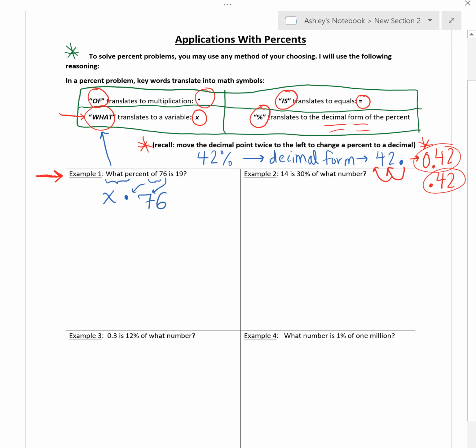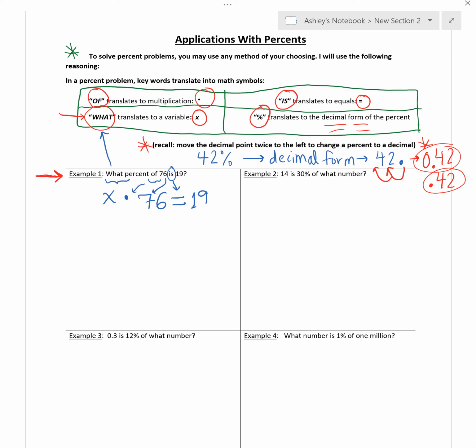Now, notice as we go, we're just writing everything down from left to right. The word what? That's X. The word of? That's multiply. The number 76, that's already a mathematical thing, so I'm going to leave it as it is. And the next thing I see is the word is. And from the review video that we did, we know that is code word for equals. And then the last thing in that question is 19. So that must be it. 76 times X or X times 76 equals 19. That's what we're trying to solve.